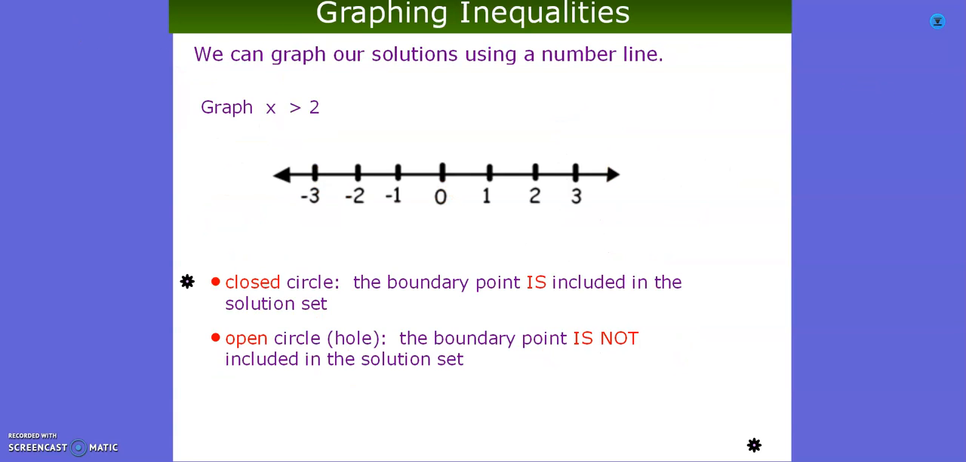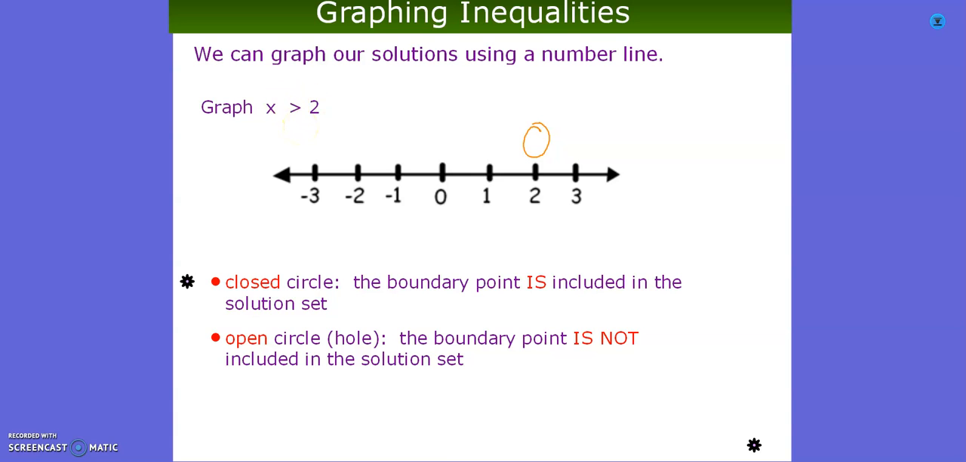How do we graph an inequality? So let's remember how to do this. If I have the statement x is greater than 2, at the number 2, I'm going to put a circle. And then I have to make a decision. Is it going to be an open circle or a closed circle? A closed circle is when a boundary point is included, and an open circle is when we are not including it.